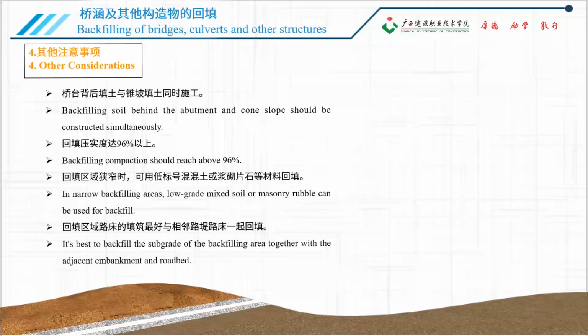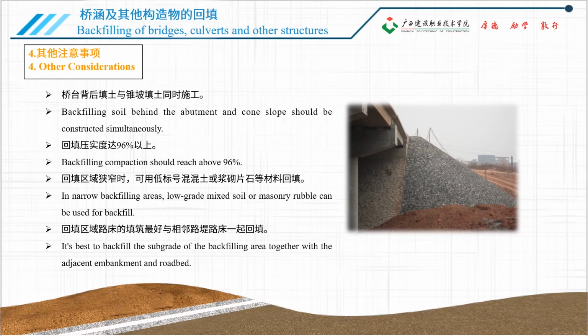4. Attention should be paid to the backfilling behind the bridge abutment. The backfilling behind the bridge abutment and the fill on the cone slope should be constructed simultaneously, and the compaction degree of the backfilling should reach 96% or more. When the backfilling area is narrow, low-grade mixed soil or mortar masonry can be used for backfilling. It is best to backfill the fill of the backfilling area of the embankment together with the adjacent roadbed.